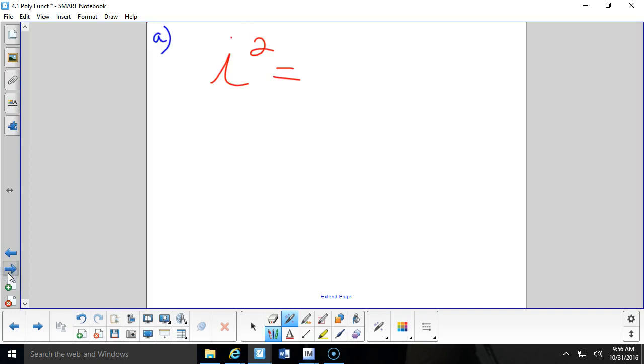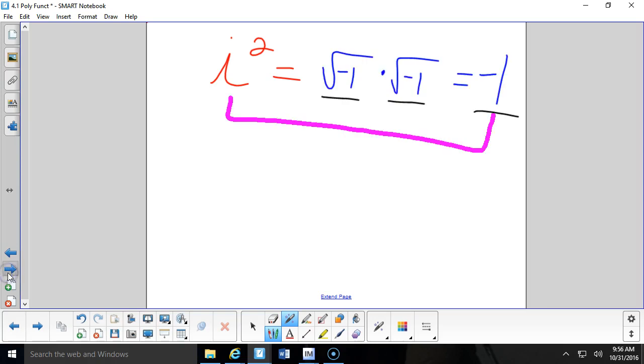So if the square root of negative 1 is i, then i squared, the square root of negative 1 times negative 1, is negative 1. That's going to come up a ton. Have that in your head. i squared is negative 1. It comes up again and again, and then sometimes one more time after.